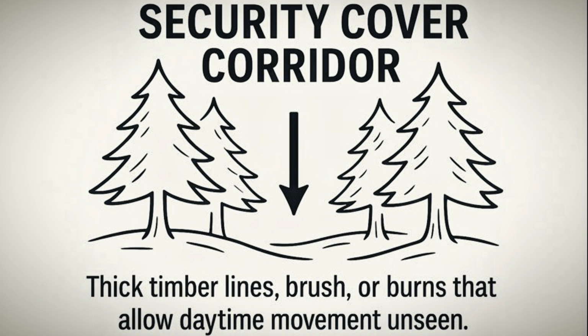Number 37 is your security cover corridor. It's the thick timber or brush allowing daytime movement to be unseen. Elk and mule deer use those to shift bedding locations quietly.